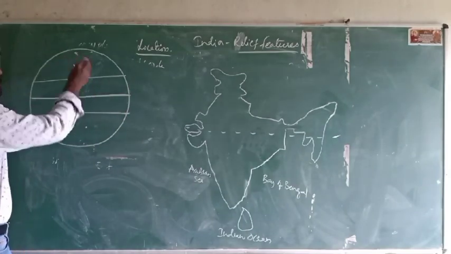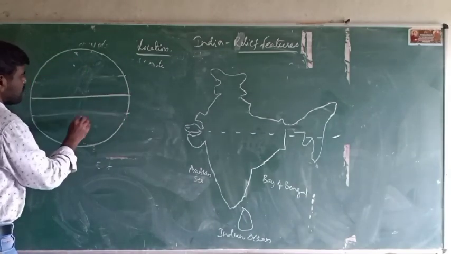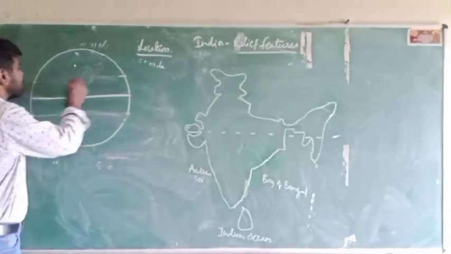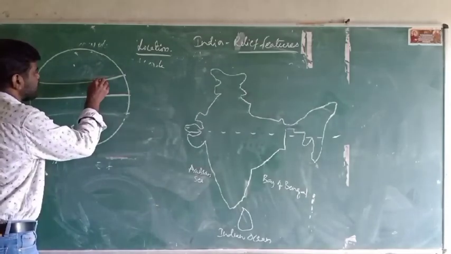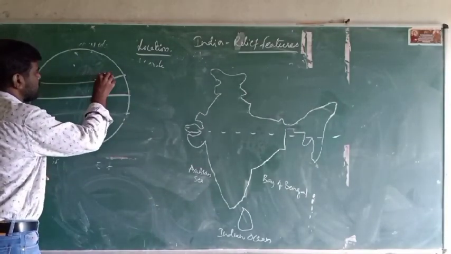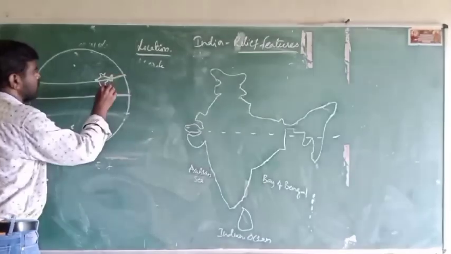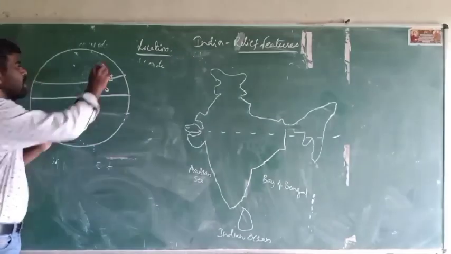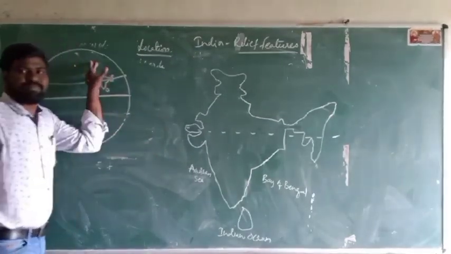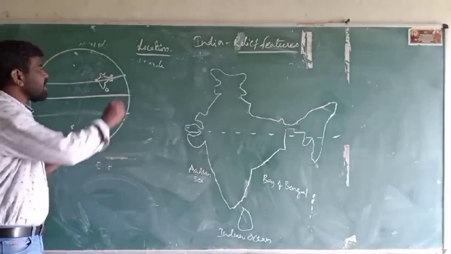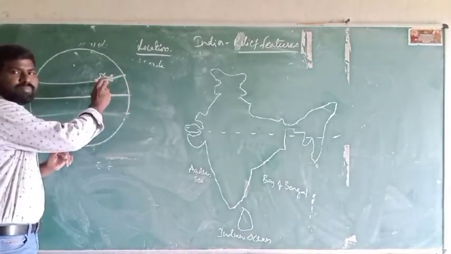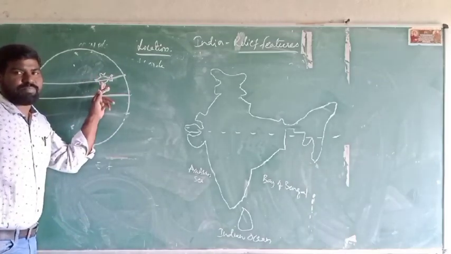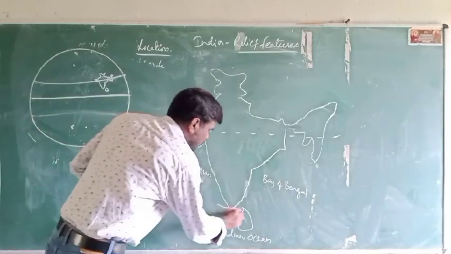This is the northern hemisphere. This is the southern hemisphere. Our country lies in the northern hemisphere and in the southern part of the continent Asia. So once again, our country lies in the northern hemisphere and the southern part of continent Asia. We will see the geographical location of our country.